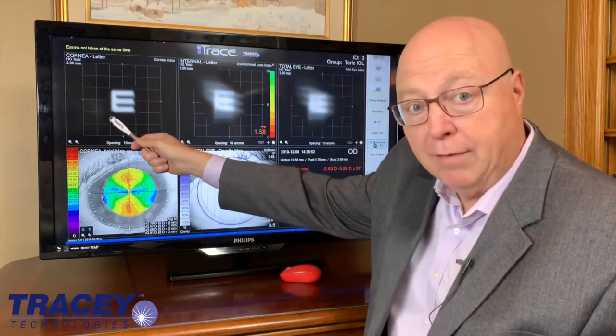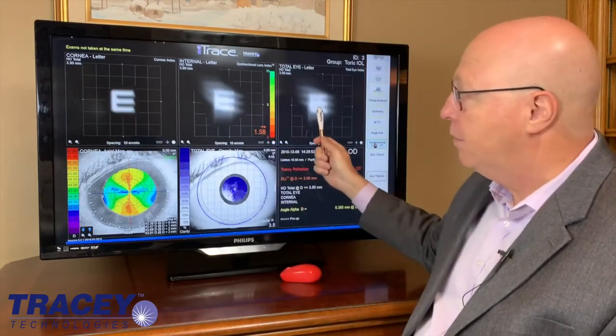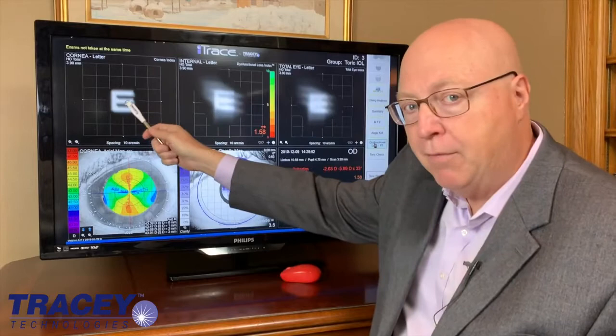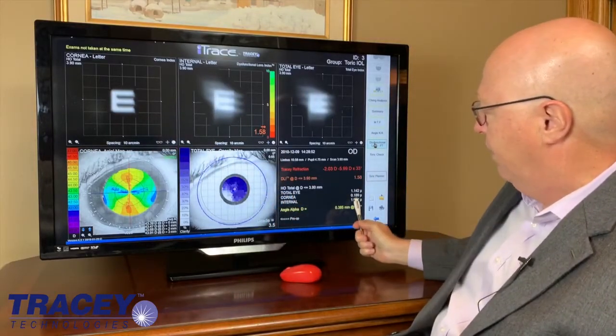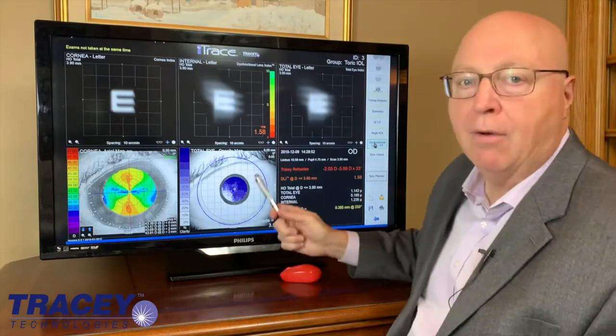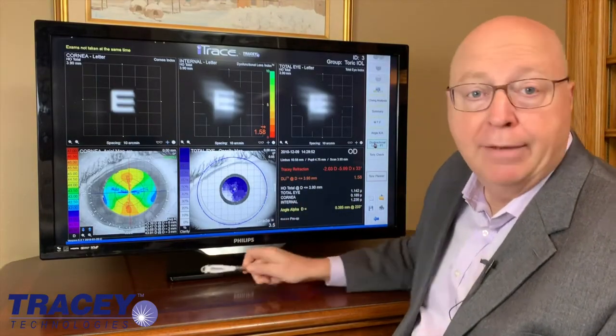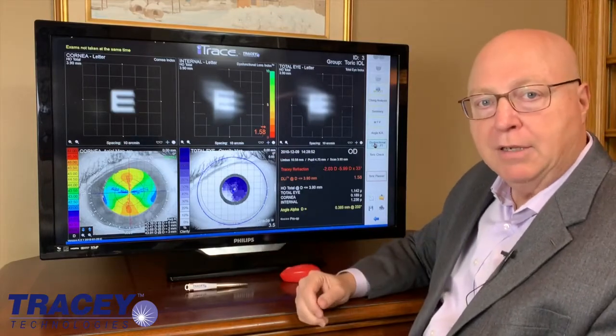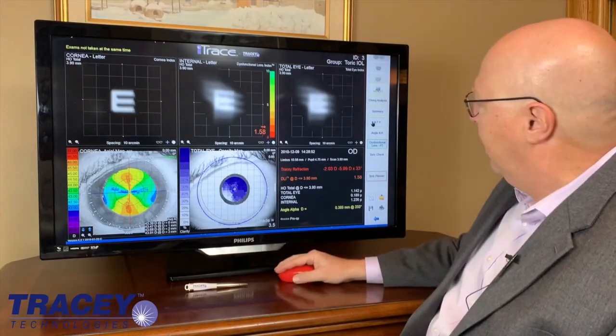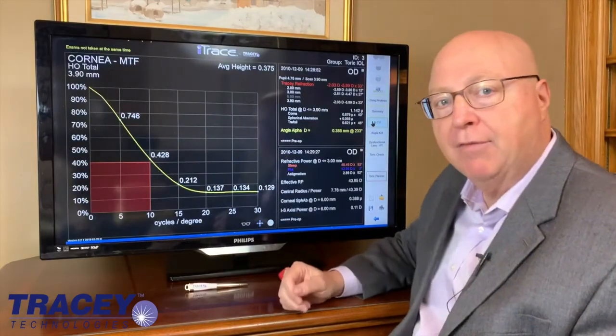If you recall, this is cornea, this is internal, and this is total. The cornea is driving some of their bad vision. How much? Well, if you look at it quantitatively, it's 0.189 microns. What does that mean? Well, we just don't know. There's a whole lot of theories about how much corneal aberration is a problem. Let's take a look now at how people use the MTF screen.